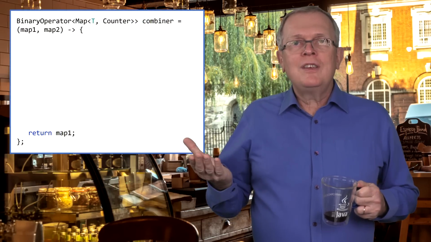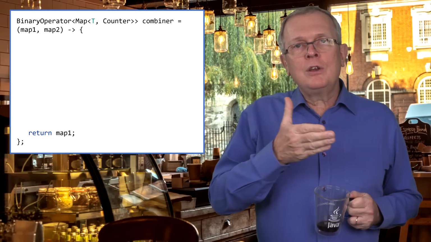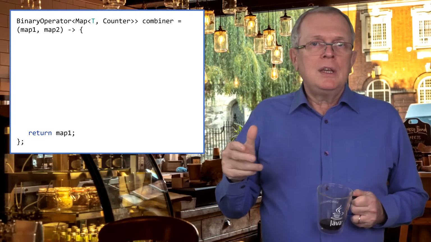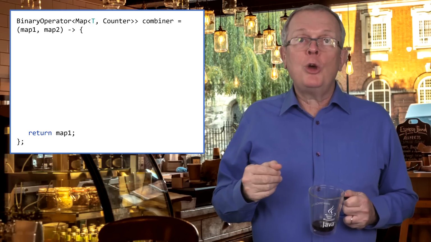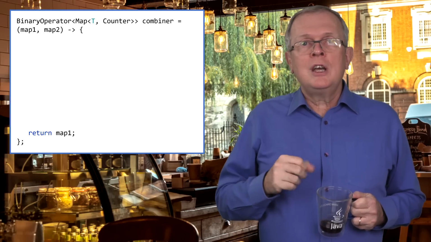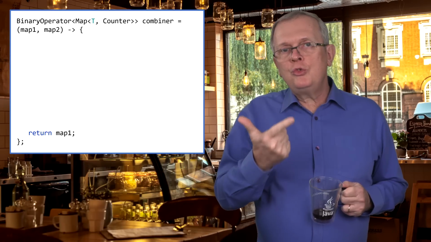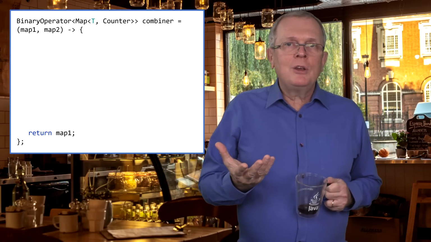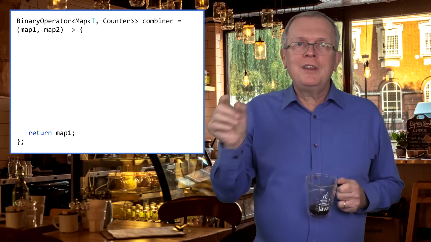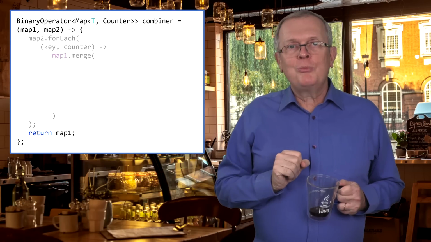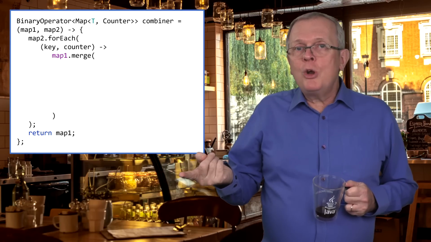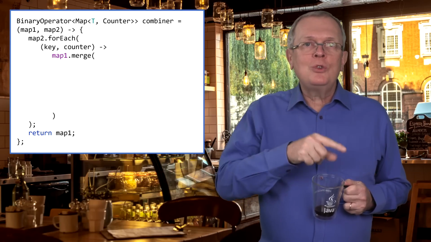The type of this combiner is simply a BinaryOperator of this state object. So it takes two instances of Map of T and Counter and returns an instance of the same type. It could be one of the two maps that has been updated with the content of the other, or a new one. Here we are going to merge the two maps in map1, so we return map1. There is a method to merge a key value pair with an existing map, which is the merge method precisely. So you can loop over all the key value pairs of map2 and merge them one by one into map1.